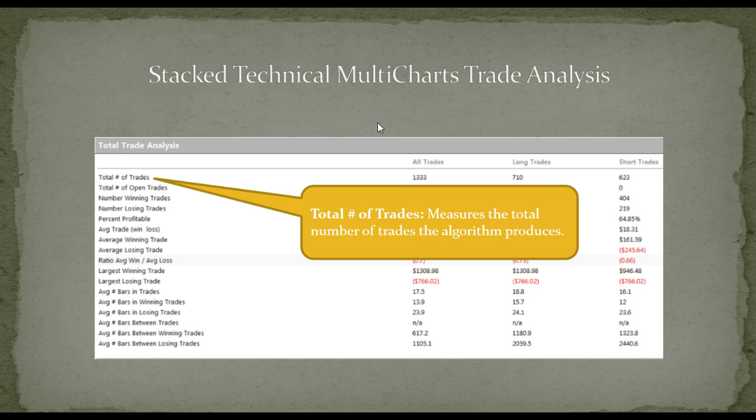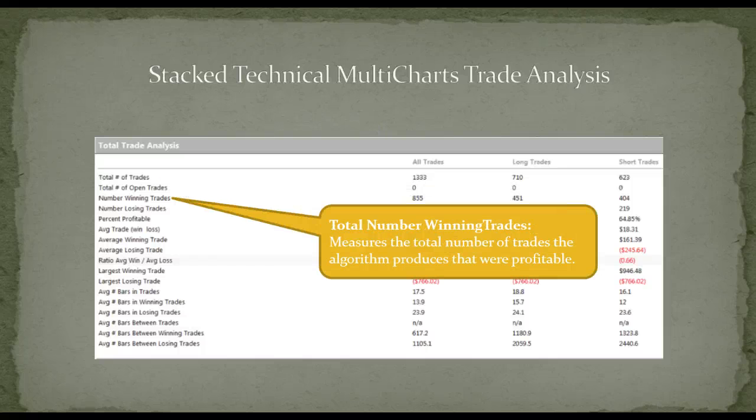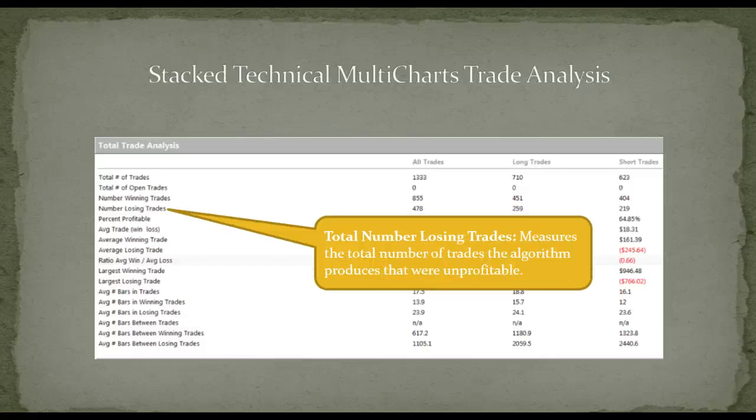This is another table that Multicharts will give you. It's the trade analysis, and you can see here the total number of trades executed during this time period is 1,333. There are about 100 more long trades than there are short, which is fine. The number of winning trades here, out of the total number of trades, we have 855 that are winning. So that's fairly promising. And only 478 that are losing.